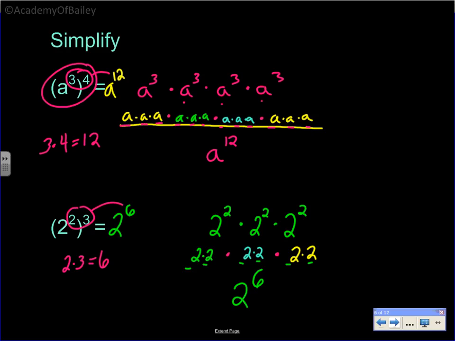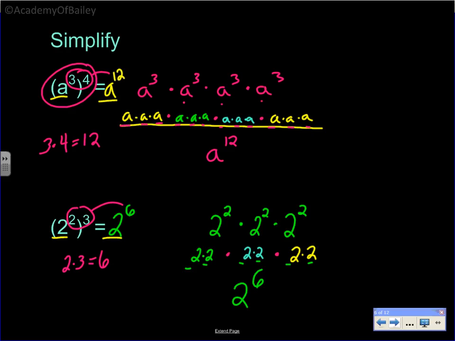So when you have a number raised to a power and then it's raised to another power, all you have to do is multiply the powers and keep the same base. See, the base was a 2 here. The base is still a 2. The base was an a there, and the base was still an a.